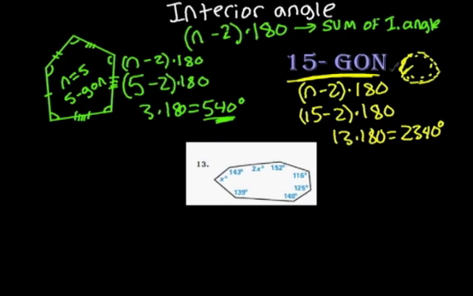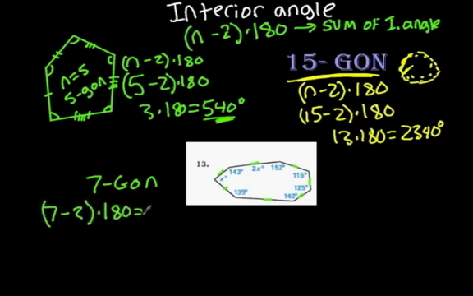Now let's say we have a problem like this. Let's say we have, now we have 1, 2, 3, 4, 5, 6, 7. So here we have a 7-gon. What is the sum of all these angles added up together? That's going to be 7 minus 2 times 180, which equals 900. Okay, so now I'm going to say this all is going to add up to 900.